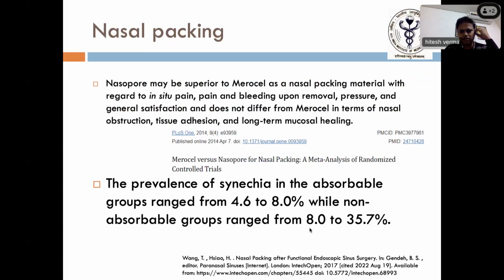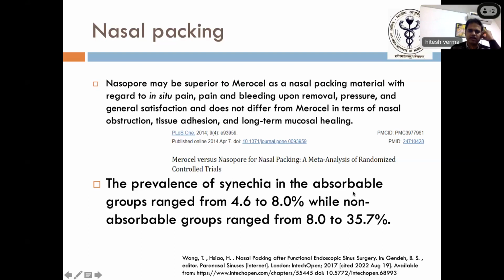Because in the last stage of surgery, the majority of surgeons are doing packing without examining the nasal cavity. In that case, the middle turbinate can be damaged by putting in the merocel, and synechia can happen in future. What the literature says is that Nasopore, an absorbable material, may be superior to merocel as a nasal packing material because it is soft in consistency, so pain and overall bleeding are less compared to merocel. And merocel is much better than conventional packing, because with the conventional packing technique a person can injure the lining mucosa of the nasal cavity while doing the packing. In that case, the risk of synechia is high.